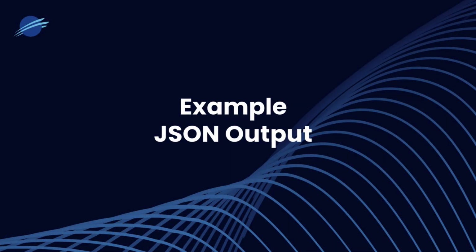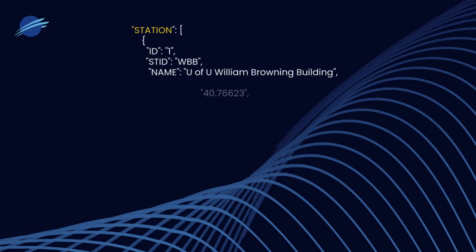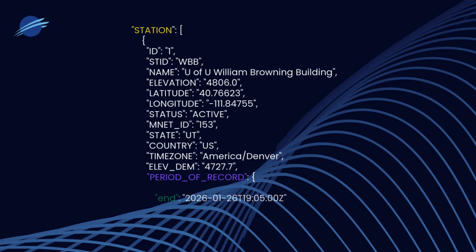Here's an example of JSON output from the query. When we make a latest query for a station like WBB, the API returns a JSON object containing the data of our query, but also some metadata for the station such as ID, station ID, name, and much more, including an overview of the period of record, which is simply how long the station has been recording data. Here we can see WBB has a period of recording dating back to January 1st, 1997, up until today.